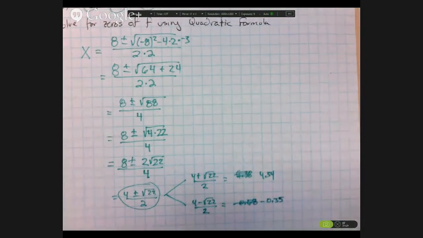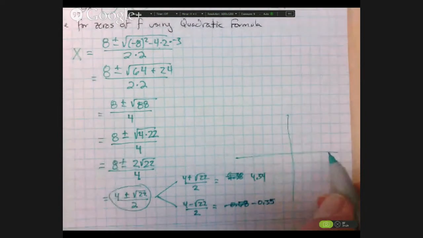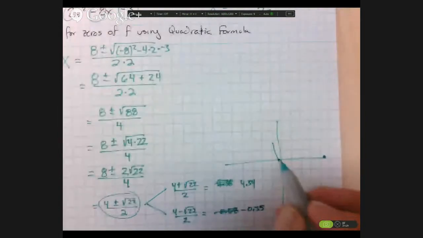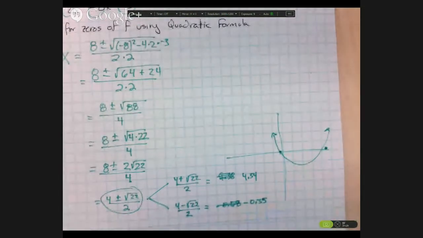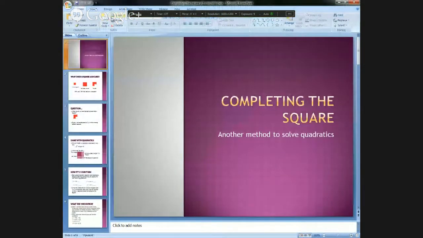Okay, so there's the quadratic formula. If you sketch the graph, it'll look something like that because those are the x-intercepts. Okay. Are you okay using that? Yeah, I figured that. So, I stole somebody else's material.